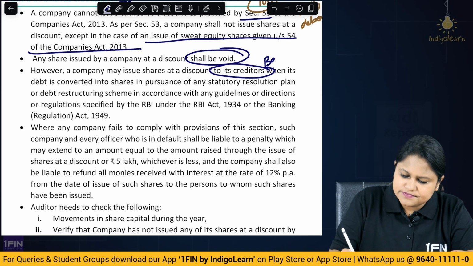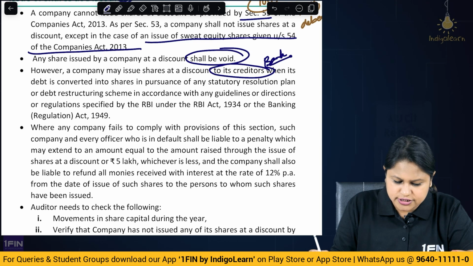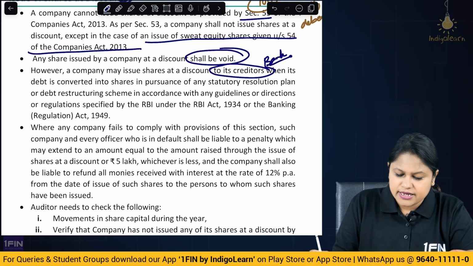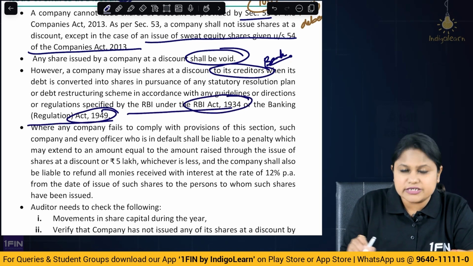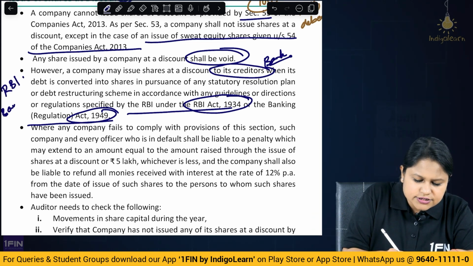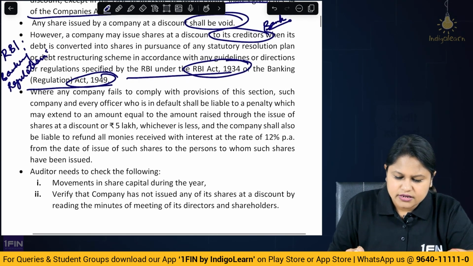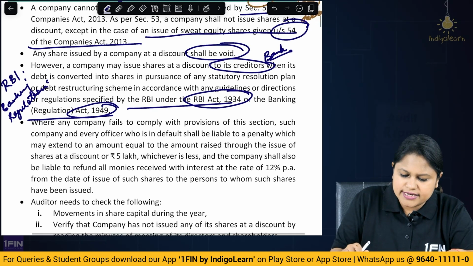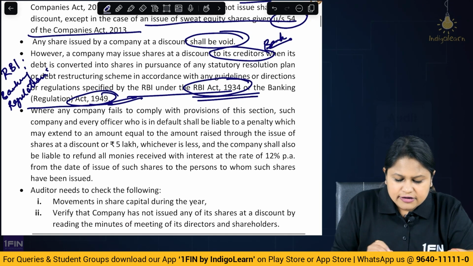I gave the example of bank. When its debt is converted into shares in pursuance of any statutory resolution, plan, or also called a debt restructuring scheme, in accordance with any guidelines or directions as specified by RBI under the RBI Act and the Banking Regulation Act 1949. See, in debt restructuring, the bank always comes into the picture. It's a restructuring of debt. So, RBI and Banking Regulation, these two norms you have to fulfill. Correct? So, two ways it is allowed. One is Section 54. One is you can do debt restructuring, but it has to be as per RBI and Banking Regulation guidelines. Where any company fails to comply with the provision of this section, now this is important.